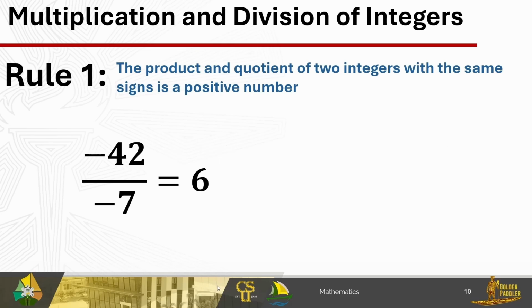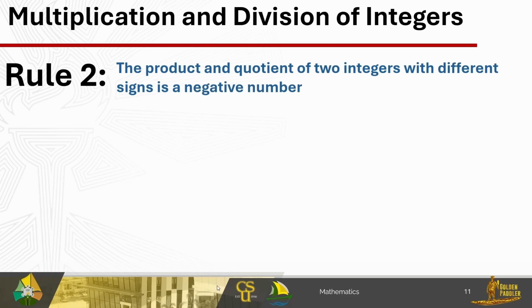Also, we have negative 42 divided by negative 7 is equal to positive 6, since these numbers have the same signs. Lastly, we have 48 over 6 is equal to 8, since 48 and 6 have the same positive sign.